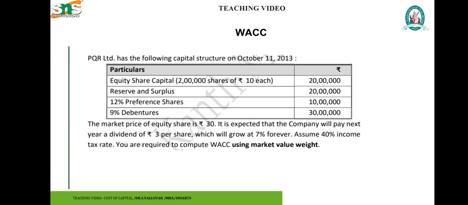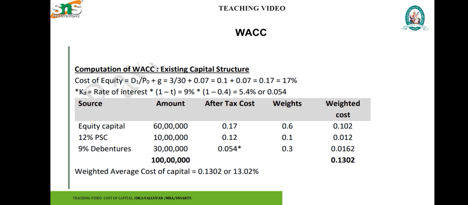The market price of equity share is rupees 30. It is expected that the company will pay next year a dividend of rupees 3 per share, which will grow at 7% forever. Assume 40% income tax rate. You are required to compute WACC using market value weight. Calculation of WACC. Existing capital structure.